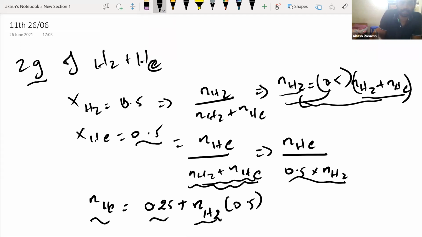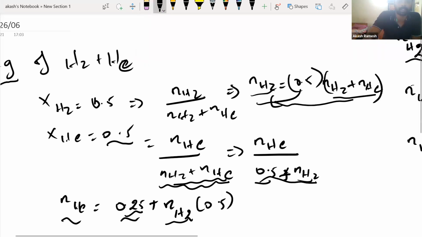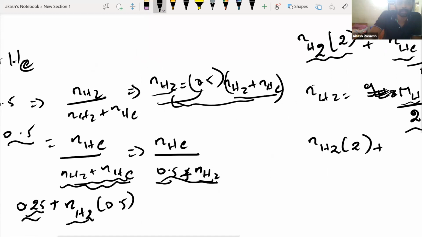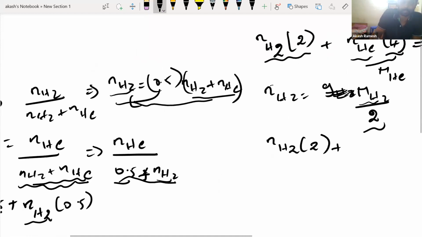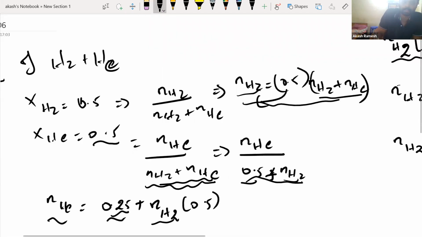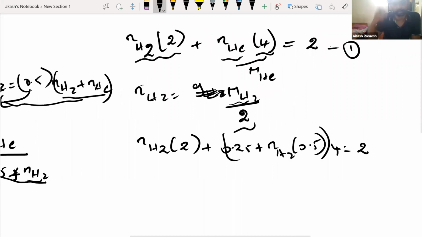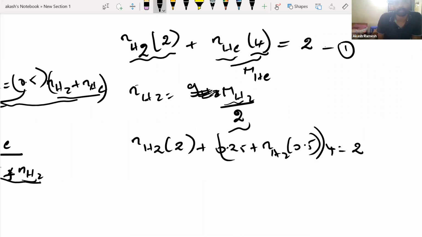0.5 is there, right? 0.5 into 0.5 is 0.25. Number of moles of H2 plus, right? Number of moles of H2 into 0.5 will become 0.5 into number of moles of H2. Fine. So now number of moles of helium, how will I write? It will be 0.25 plus number of moles of H2 into 0.5. Now this whole thing into 4 is equal to 2. Correct? Right? Done. That's it.